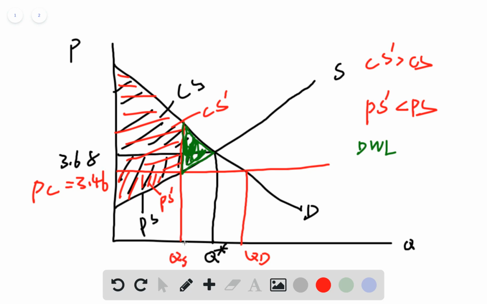But in that case, some consumers who previously could buy this amount of goods, that is Q star minus QS, previously some consumers can buy this amount of goods. But now, because of the price ceiling, the quantity in the market is lower than Q star. So those who previously could buy this amount of goods cannot buy it in the price ceiling case.